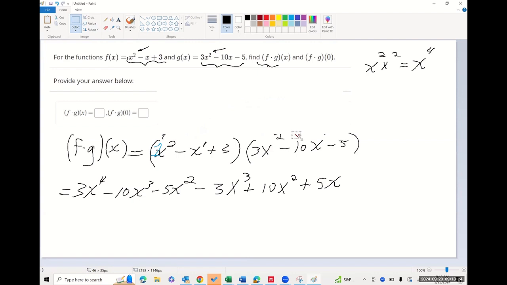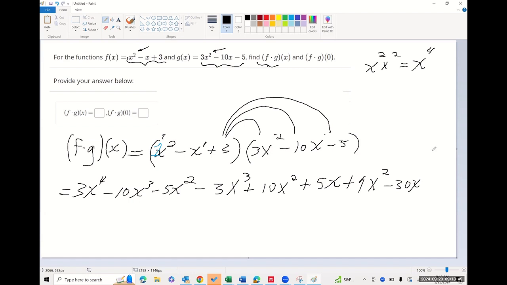And let's now work with the last term in this trinomial that also has to be multiplied across. So it's 3 times 3 is 9x squared. 3 times negative 10x is negative 30x. 3 times negative 5 is 15. So there we go. We've done all the multiplying. The next step is to find like terms.